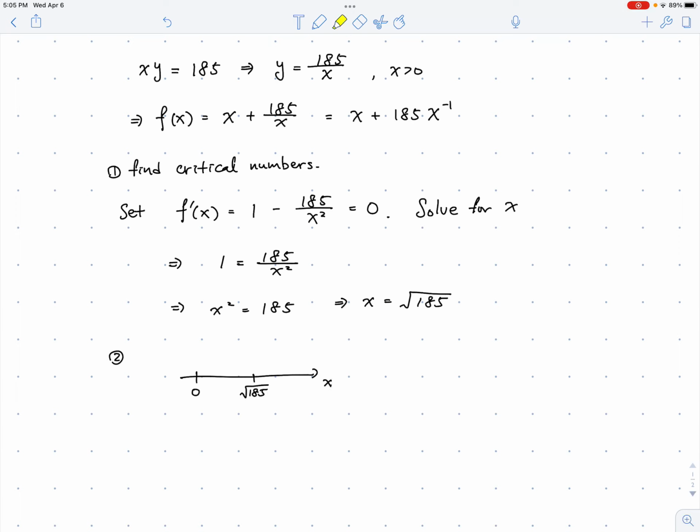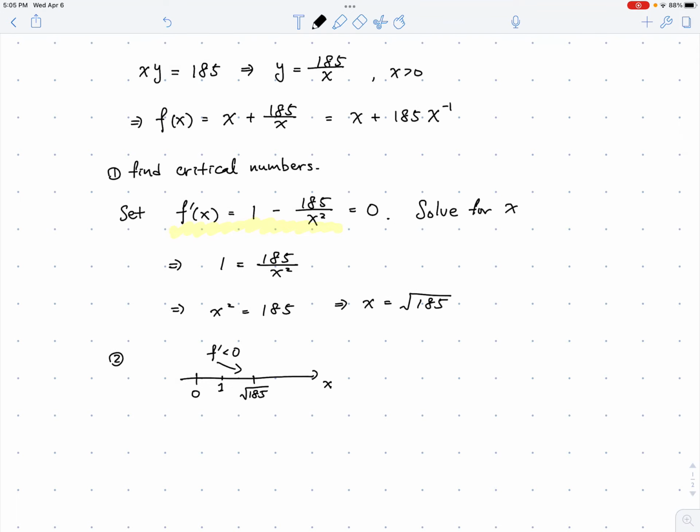All right, so we have f prime being here. Suppose I find a number here. You can say 1 is smaller than the square root of 185. f prime of 1 is equal to 1 minus 185. So obviously f prime is negative here. So the function is decreasing.